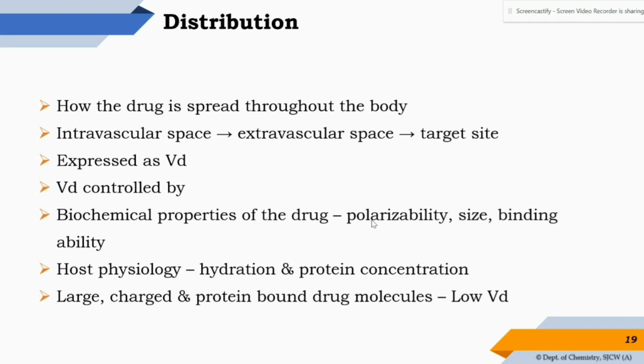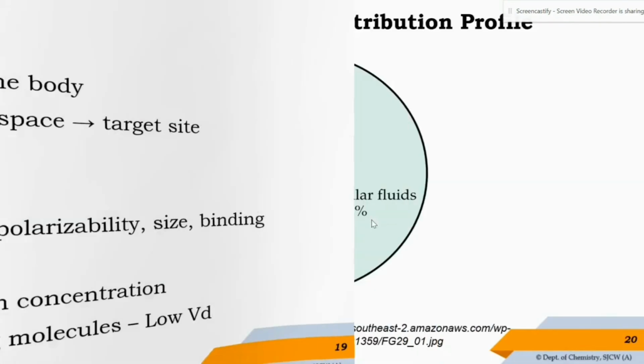We know blood has hemoglobin, where the globular part is a protein. If this particular drug molecule has some affinity to get bound to a protein, then it will have low volume of distribution, because it will not diffuse out from the blood vessel to the outside extravascular space.